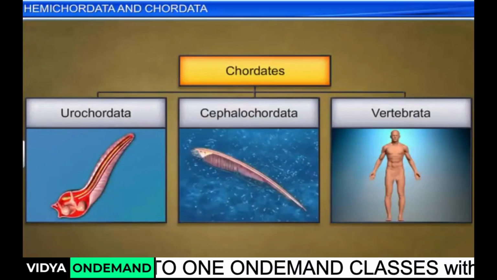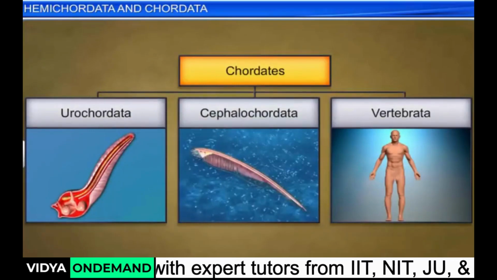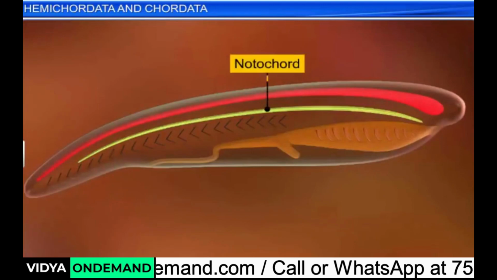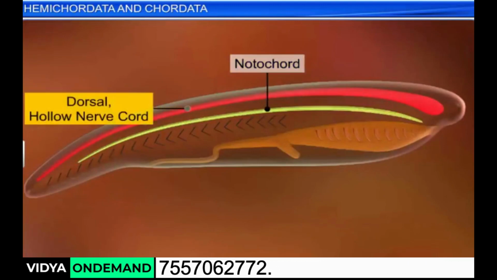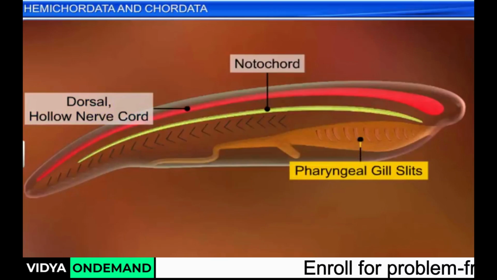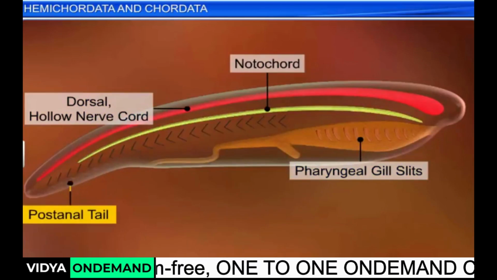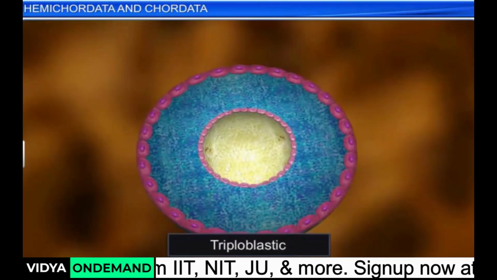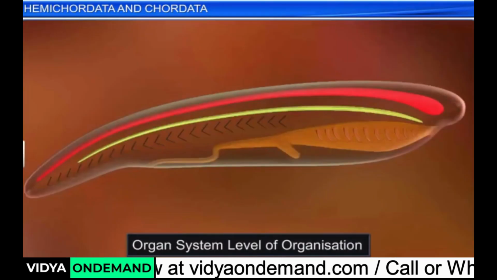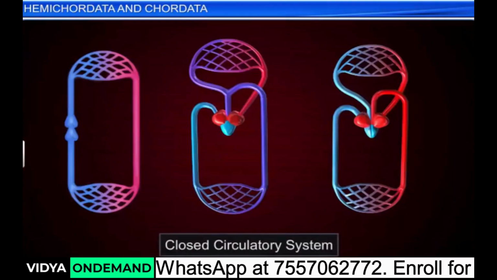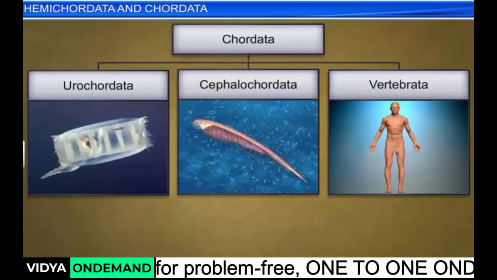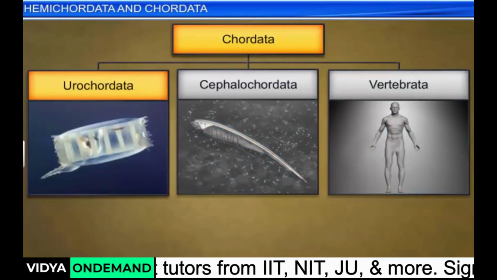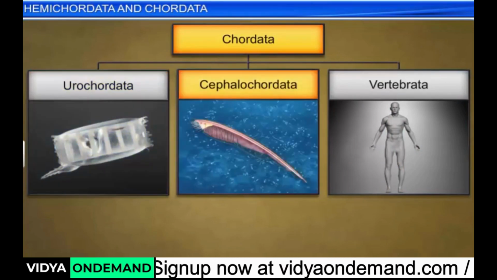Now, let's take a look at the characteristic features of phylum Chordata. Chordates are animals with a notochord, a dorsal, hollow nerve cord, paired pharyngeal gill slits, and a postanal tail. They are bilaterally symmetrical, triploblastic, coelomate animals with an organ system level of organization and a closed circulatory system. Phylum Chordata is divided into three subphyla: Urochordata or Tunicata, Cephalochordata, and Vertebrata.